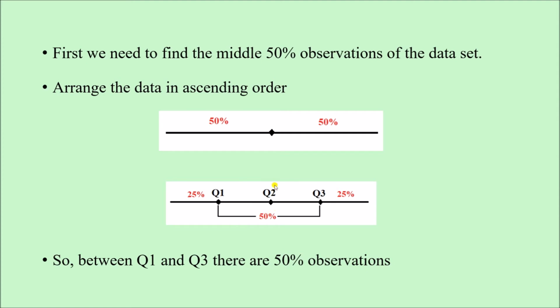Always remember, this Q2 value is basically the median value. Alright, so if we arrange the data in ascending order and find out the middlemost value, that is actually the median that we learned from the previous video where we discussed the measures of central tendency. So Q2 is always the median, then we have Q1 and Q3 on either side, and Q1 to Q3, this value is basically the middle 50% of the whole data set, and the range of this particular portion is the interquartile range.